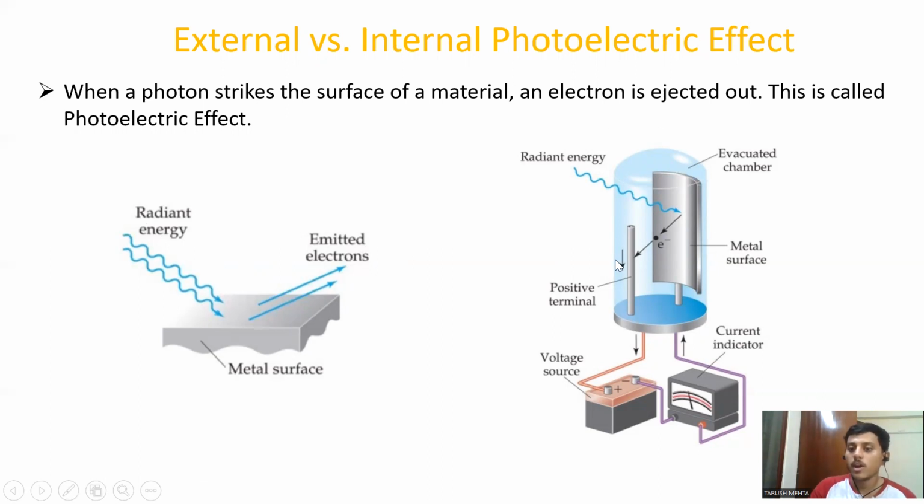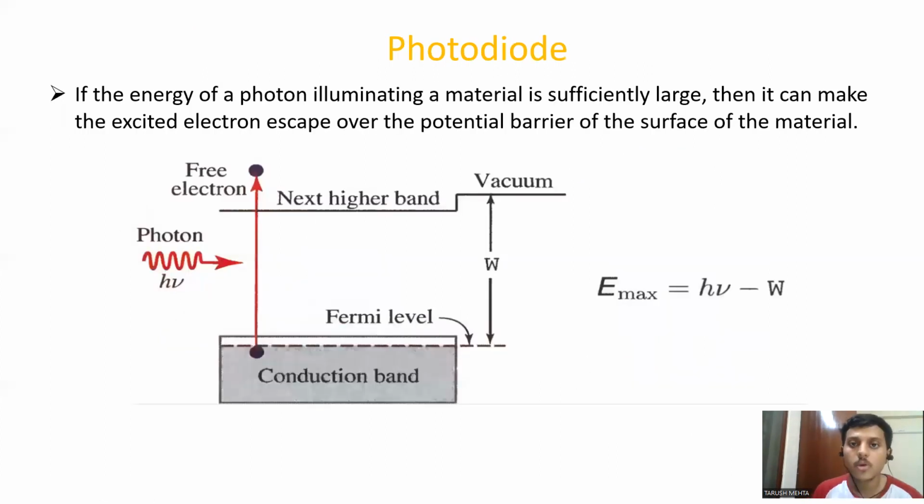Also, in this example, where we have an encapsulated tube or evacuated chamber, whenever photons are radiated and they strike the material, an electron is ejected towards the anode. But the difference between these two structures is that here the emitted electrons are going out of the material, and here the electrons are still remaining confined to this material. So the one shown on the left side is called the external photoelectric effect, and the figure shown on the right side depicts the internal photoelectric effect. Now, based on this photoelectric effect, we can design photodiodes or photodetectors.